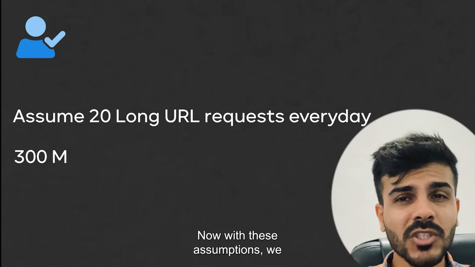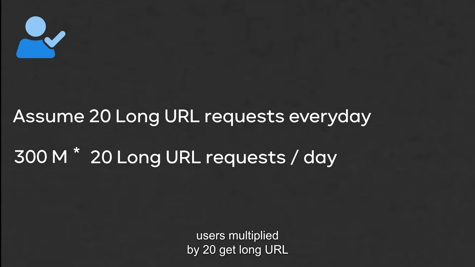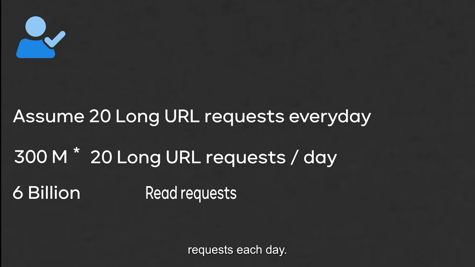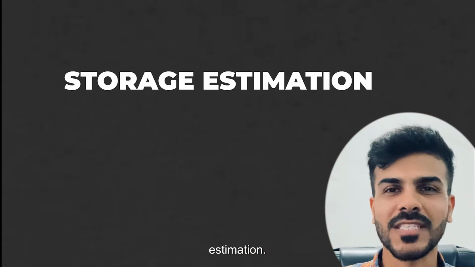With these assumptions, we end up with 300 million daily active users multiplied by 20 get long URL requests per day. This amounts to 6 billion get long URL requests each day. This is the total number of read requests, or read operations, that our system will need to handle each day. Let's now move to the storage estimation.